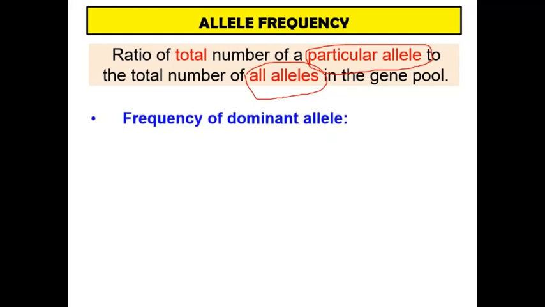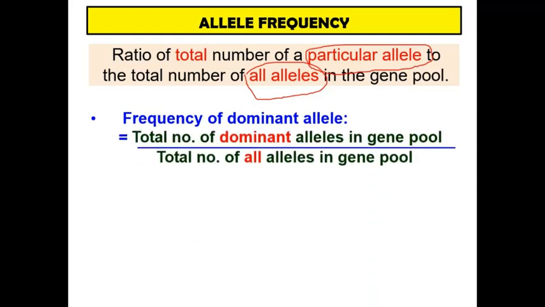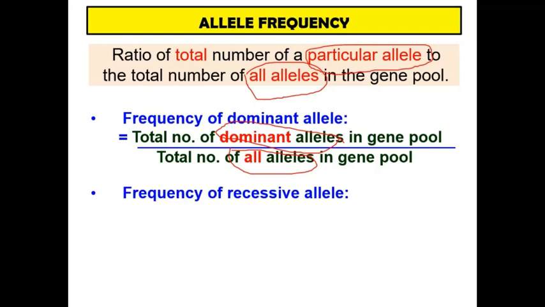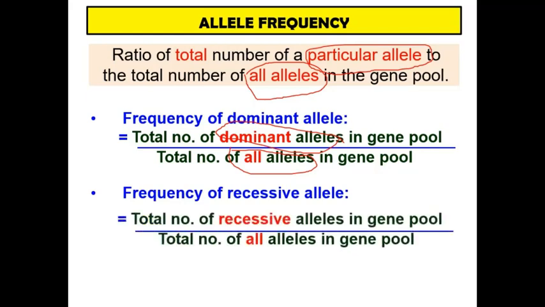So how do we find the frequency of the dominant allele? The formula is the total number of dominant alleles in the gene pool divided by the total number of all alleles in the gene pool. Then the frequency of the recessive allele is the total number of recessive alleles in the gene pool divided by the total number of all alleles in the gene pool.